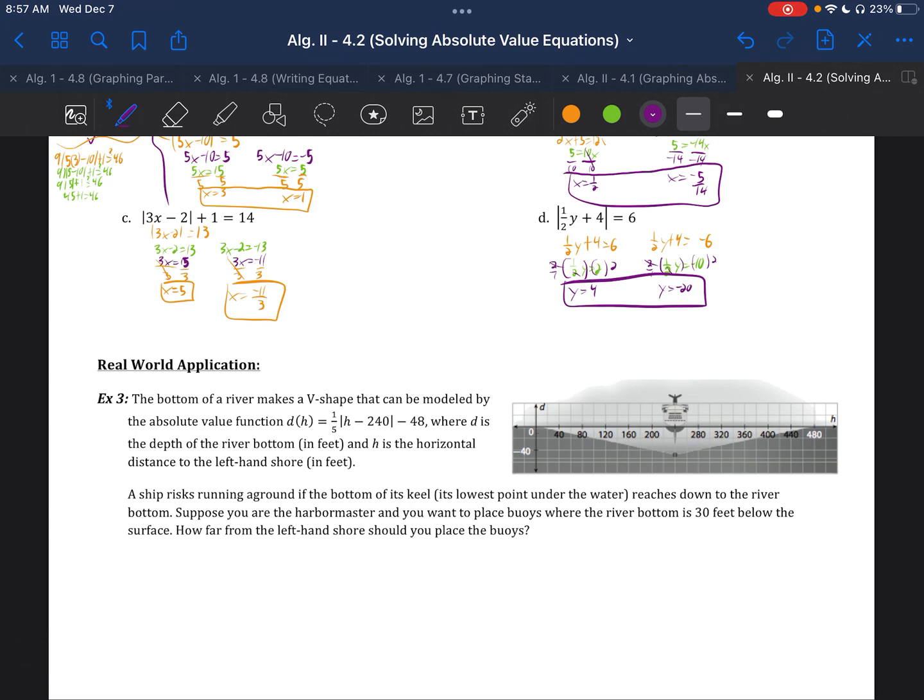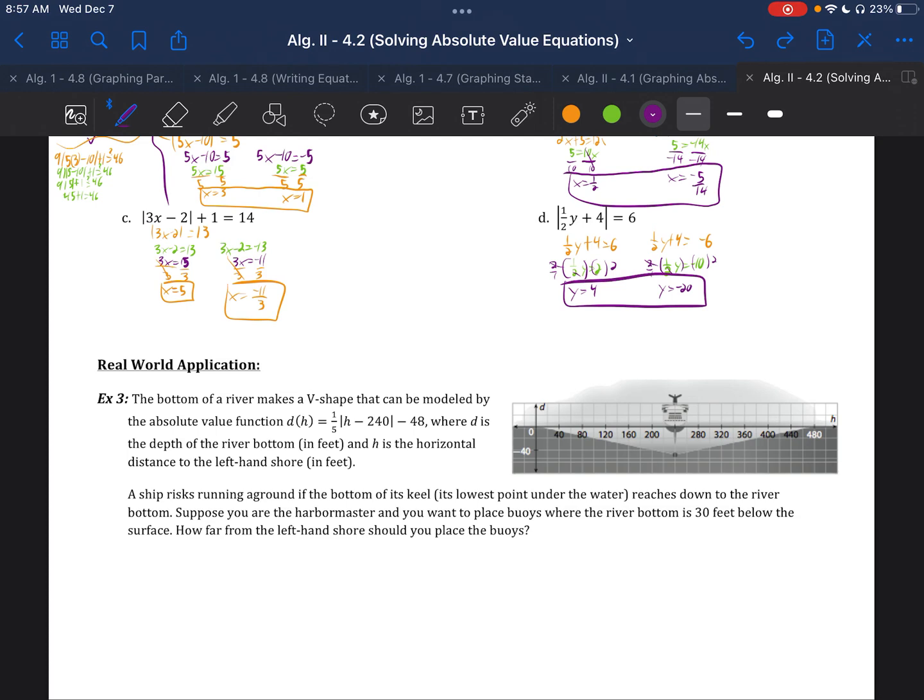All right, the real world application, bottom of a river. So we can see this river here, and we say, hey, it makes a V shape that can be modeled by the absolute value function, d of h is equal to 1/5 times the absolute value of h minus 240 minus 48, where d is the depth of the river, the bottom of the river in feet, and h is the horizontal distance to the left-hand shore in feet. Oh, I said height. Should have been horizontal. My apologies.